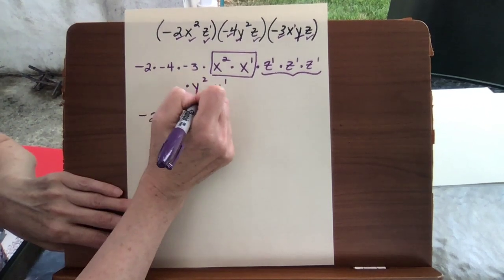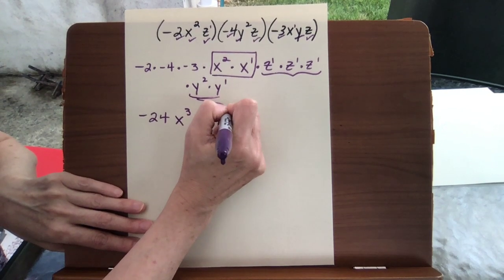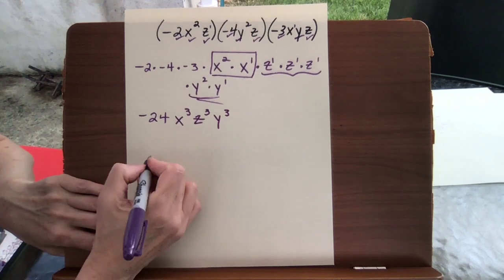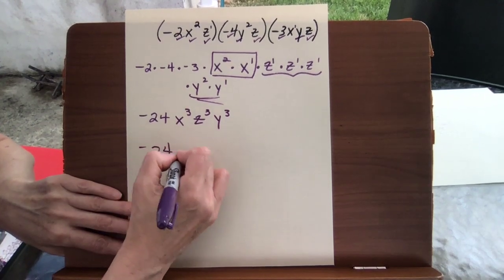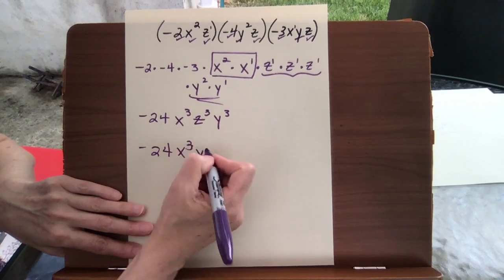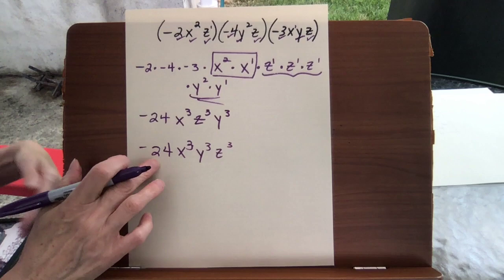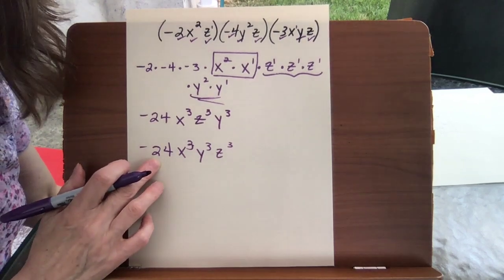And then I've got y's. So I have y to the 2nd times y to the 1st. You keep your base, you add your exponents. If you want to, you can rewrite it in alphabetical order, but it's not necessary, nor is it required. You can have these in any order. Just keep the coefficient in the front like we always do.